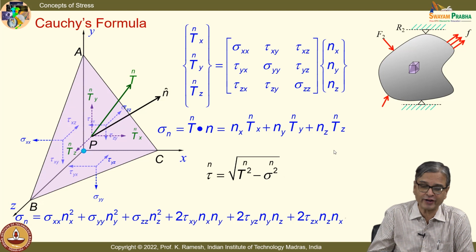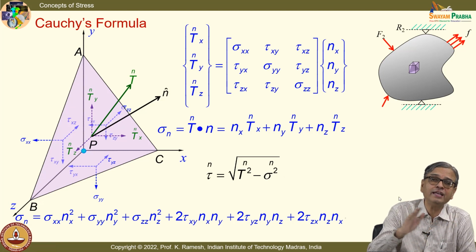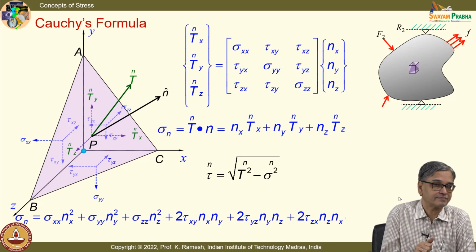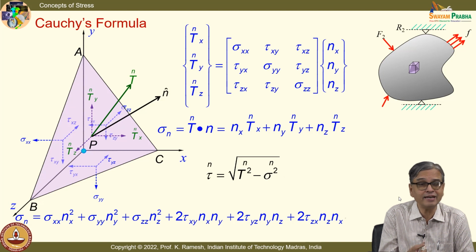That means I want to find out the direction cosines nx, ny and nz in a manner that on a plane you have only normal stress. So you can have two categories of problems. For a plane, find out the stress vector using the stress tensor, or by dictating what should be the stress vector on the plane, determine the plane.